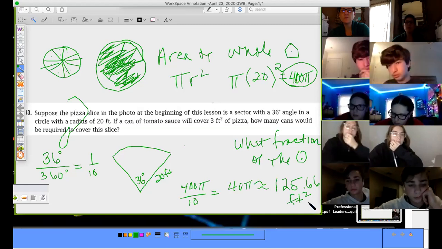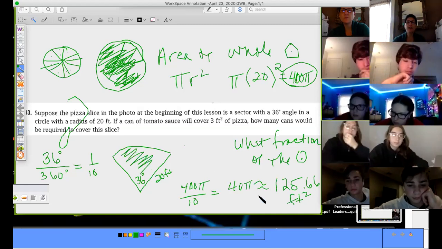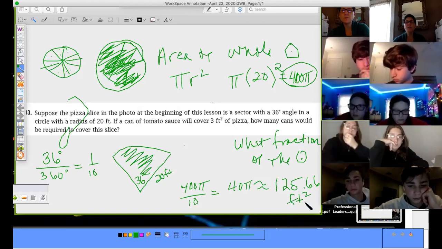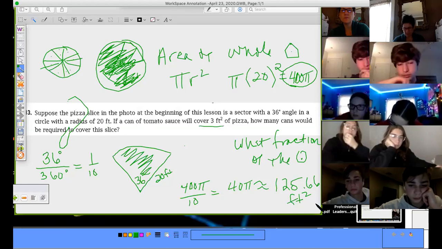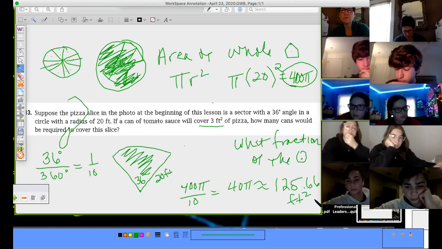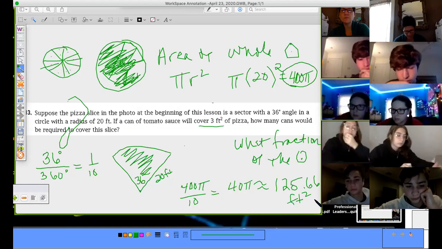Okay, so now my question is, you know that this slice has an area of 125 square feet, right? So if you're making the pizza, let's say you got the dough and you know that the dough covers 125.66 square feet. It says 1 can of tomato will cover 3 square feet of pizza. So how many cans of tomato sauce are you gonna have to buy? Why don't you guys all figure that out, and when you have your answer, hold it up so we can all see it.